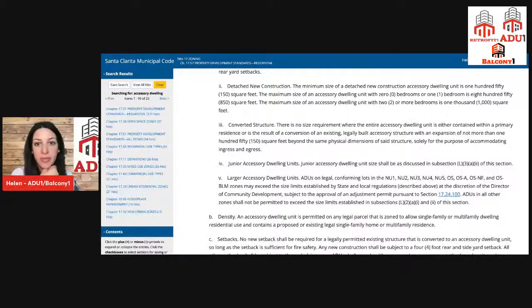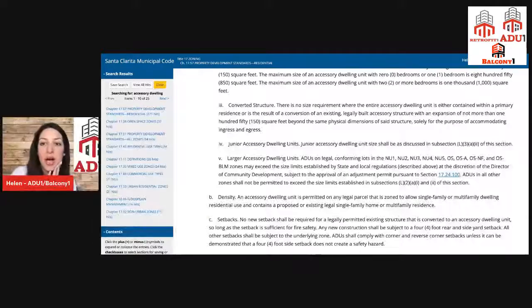And let's see. There is no size requirement if you are converting an existing structure. Normally, as long as this structure is a legal permitted structure, then there's no size requirement. They're just saying you cannot change it or expand it more than 150 square feet. And usually that's only for ingress and egress purposes if you needed to change it. But they don't want you really changing or expanding a converted existing structure that you plan to convert.